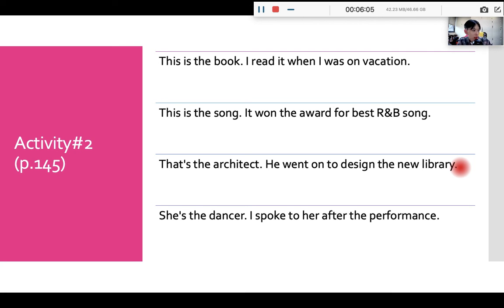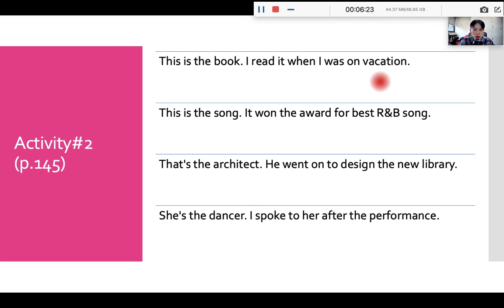So the first one is done. So we will start from the second one. This is the book. I read it when I was on vacation. So what do these two sentences have in common? The book and it, right? And we are talking about an object here.